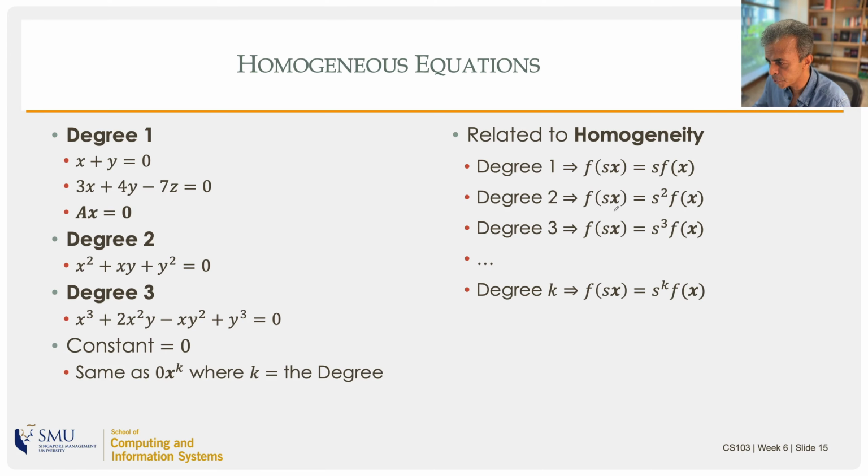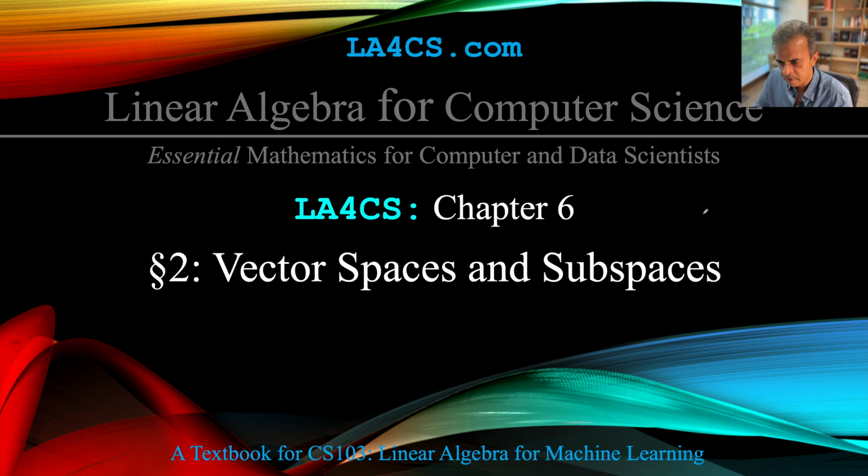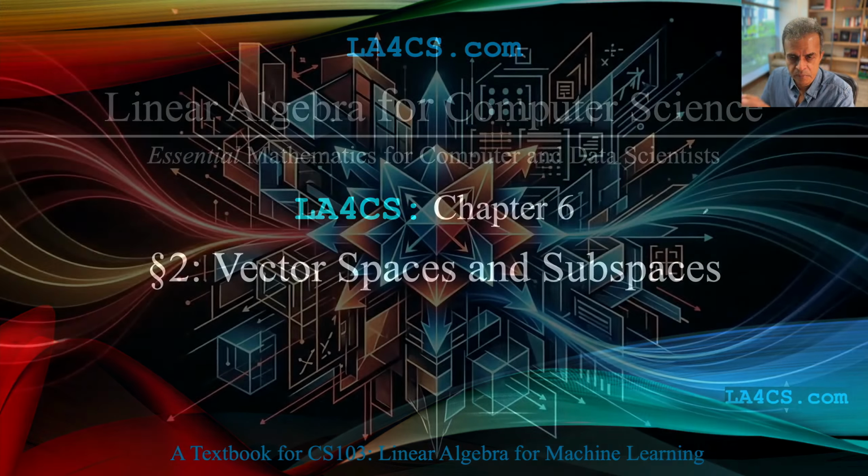In degree 2, it becomes s squared. In degree 3, it's s cubed. And in degree k, it becomes s to the power k. And that is the reason why all of them should have the same power, so that this s to the power k can factor out. That is just the definition of homogeneity. It's not very important for this course other than the first one, of course, which was supremely important. In the next video, we will go over these definitions of vector spaces and subspaces in some more detail.